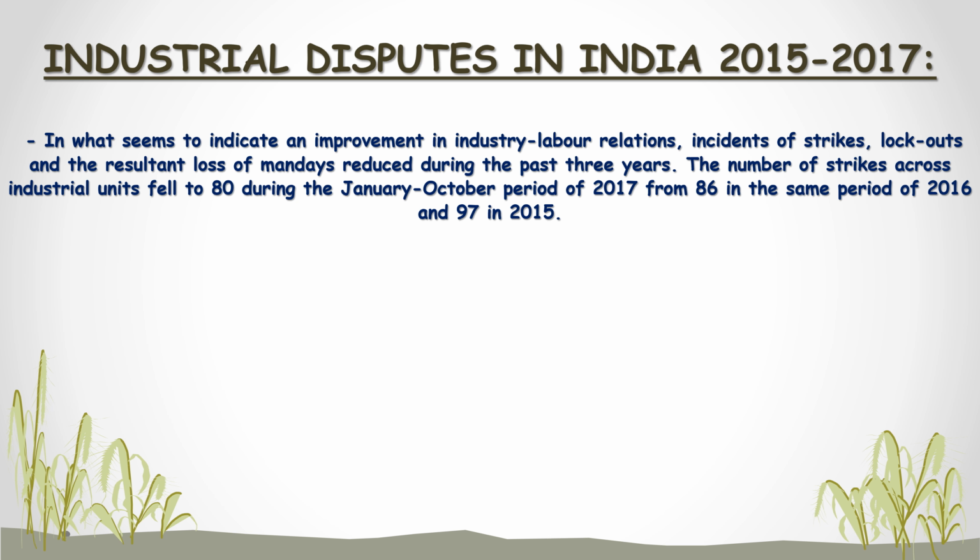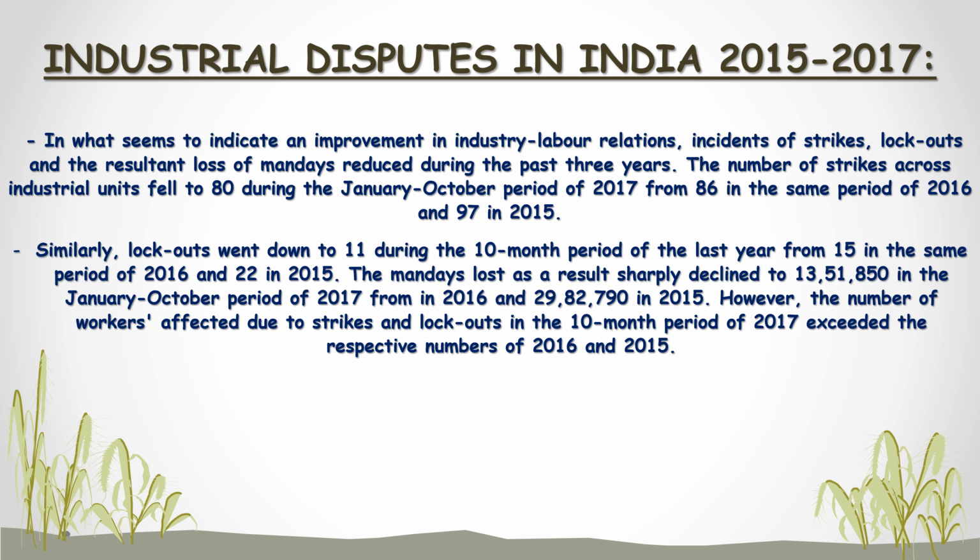In what seems to indicate an improvement in industry labor relations, incidents of strikes, lockouts, and the resultant loss of mandays reduced during the past 3 years. The number of strikes across industrial units fell to 80 during the January-October period of 2017 from 86 in the same period of 2016 and 97 in 2015. Similarly, lockouts went down to 11 during the 10-month period of last year from 15 in the same period of 2016 and 22 in 2015.